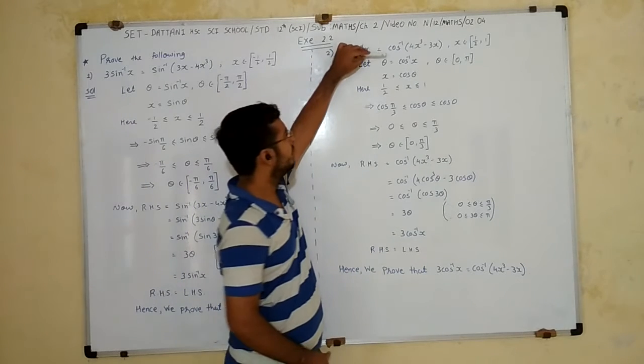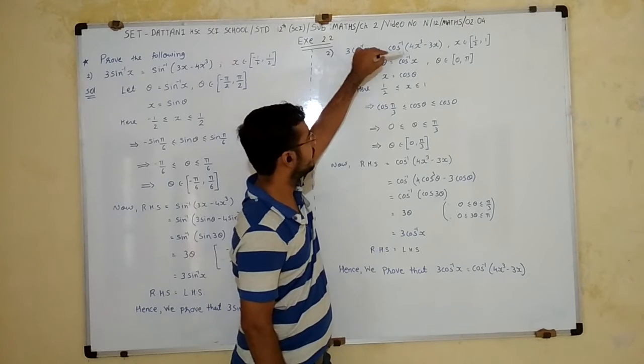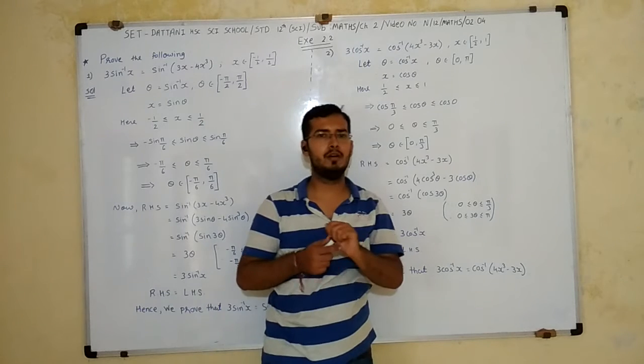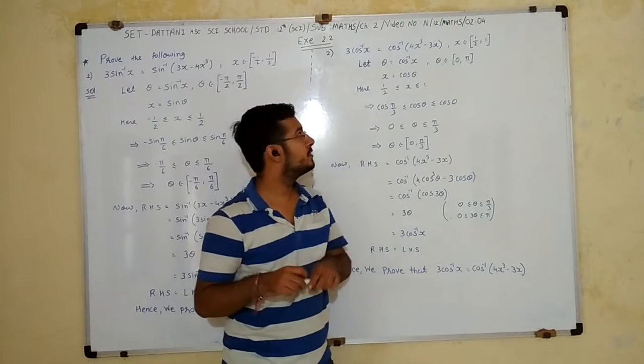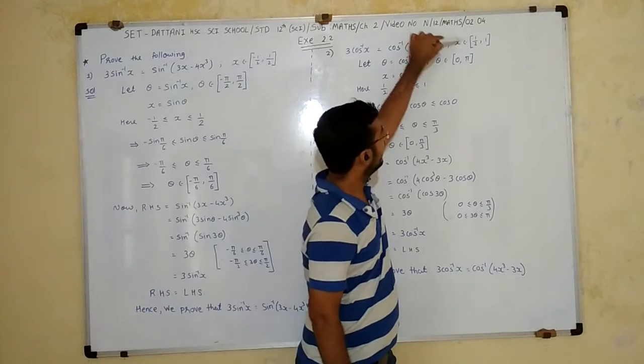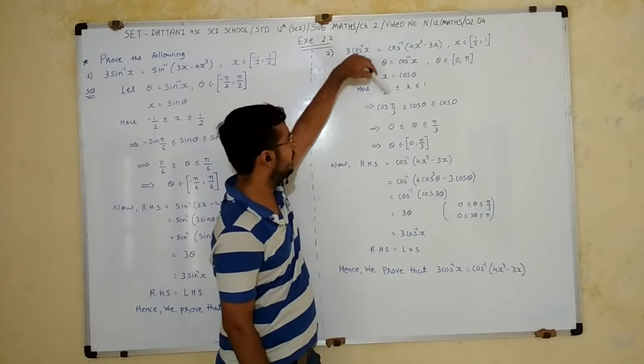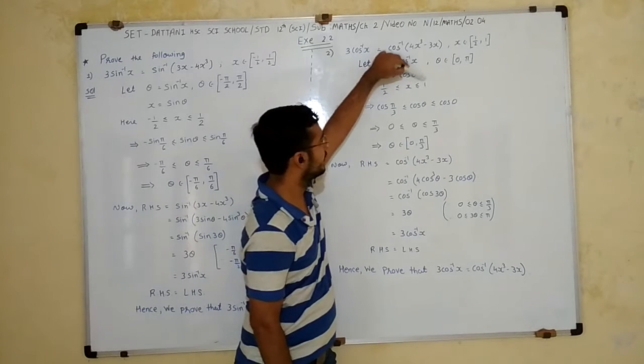So I just take here theta is equal to cos inverse x. So x is equal to cos theta. We know that the range of cos inverse is 0 to pi. And here, given x belongs to 1/2 to 1, the range becomes 1/2 ≤ x ≤ 1.